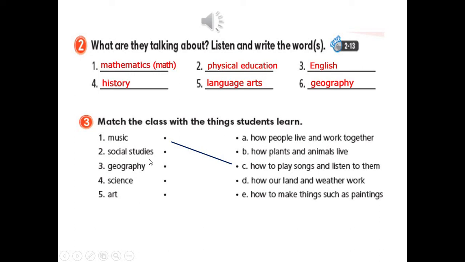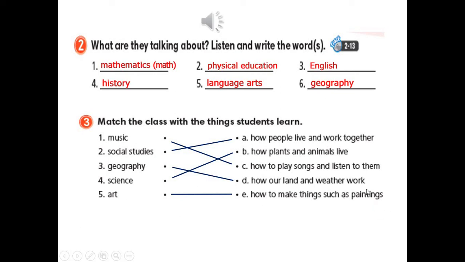Now let's move on to number 2, social studies. Social studies are about people and how they live and interact together. If your answer is letter A, this is how people live and work together, you are correct. Now number 3, geography. Geography is again about the land and weather. So it is letter D. Now number 4, science. Science is everything around us that is all about living things. Science is how plants and animals live. And number 5, art. This is how to make things such as paintings.